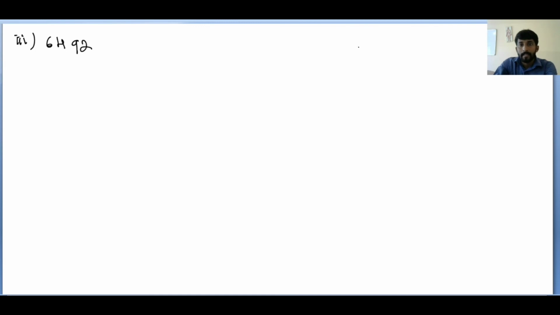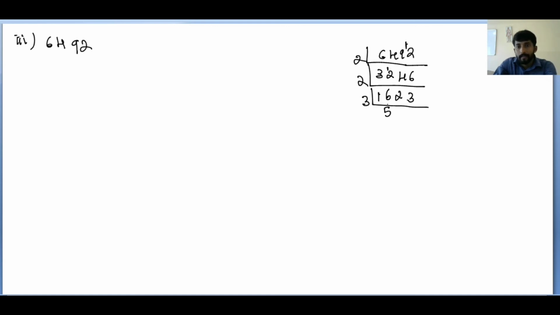See the next number, 6,492. Write the canonical representation of 6492. We'll start with 2. 2 3s are 6, 2 2s are 4, 2 4s are 8, 1 is remaining, so it is 12, 2 6s are 12. Again take 2, 2 1s are 2, 1 is remaining, right? So 12, 2 6s are 12, 2 2s are 4, 2 3s are 6. Then take 3, 3 5s are 15, so 1 is remaining, 3 4s are 12, 3 1s are 3.